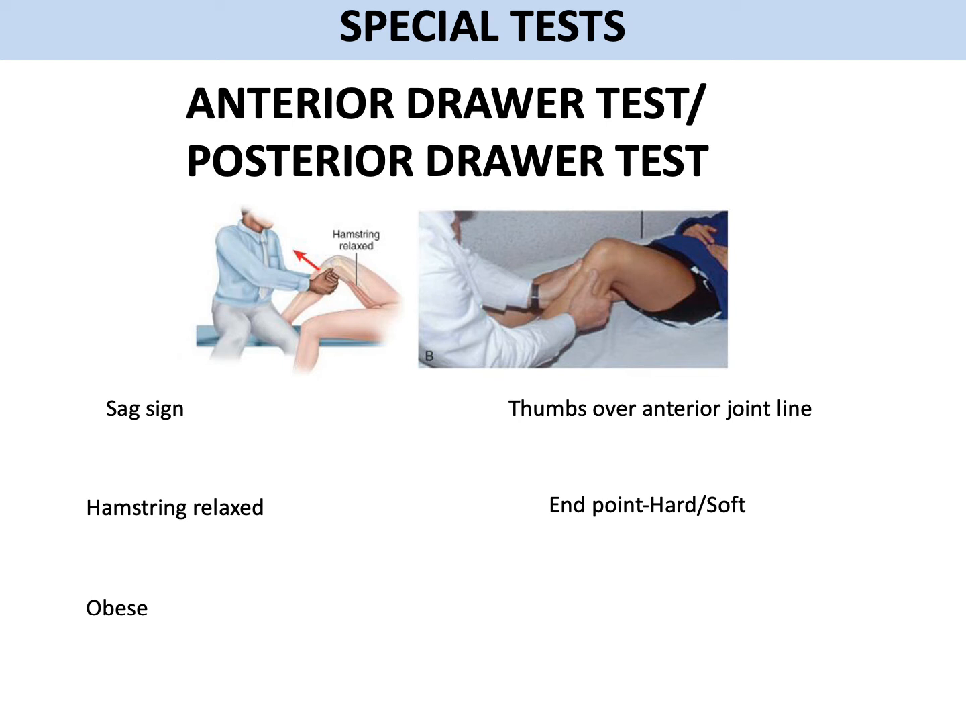Well, before the anterior drawer test or the posterior drawer test, sag sign has to be looked for, and the hamstring has to be relaxed. So the examiner sits on the foot of the patient, provided the foot is normal. The knee is placed in 90 degrees of flexion, okay, and the thumbs are placed on the joint line so that the translation can very well be appreciated. But again, the important point here is it's the end point that has to be appreciated.